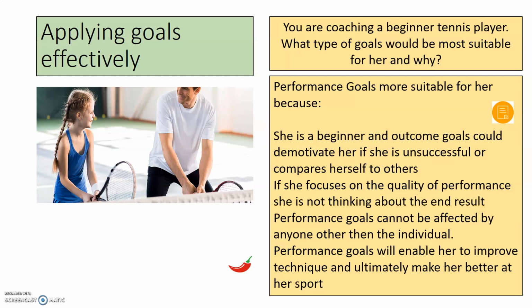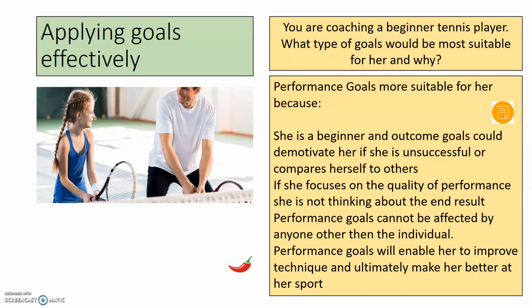Okay, so hopefully you've got some ideas down, and ultimately for a beginner, we're looking at performance goals being more suitable for her, and there are a few reasons why, and I'm just going to go through them with you now. So as she's a beginner, ultimately she hasn't developed her technique properly. Okay, so outcome goals are looking at that end product, that end result of whether we've won that tournament, whether we've won that match, and so on.